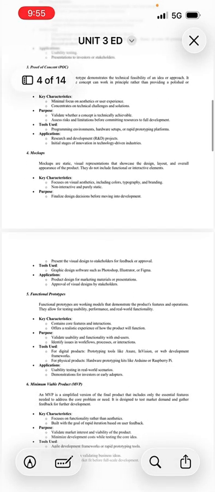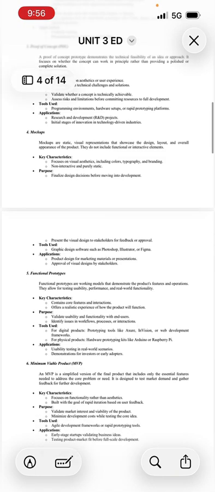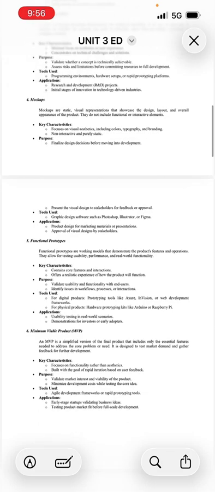And then the functional prototype. A functional prototype is a working model that demonstrates the product's features and operations. It contains core features and interactions, and offers a realistic experience of how the product will function. The main purpose is identifying issues in workflow and interaction. The tools used here for digital products are prototyping tools like InVision and web development frameworks, and the application is demonstration to investors or real adaptation.